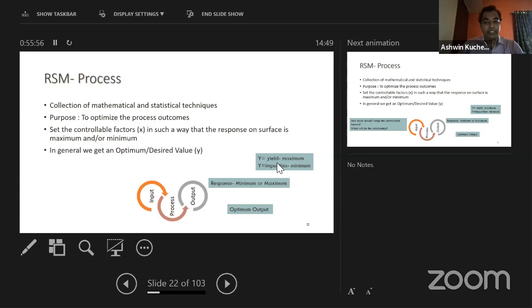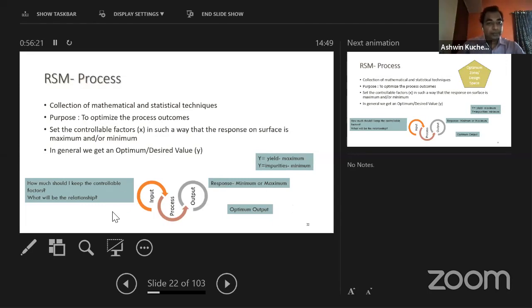If there are impurities, they should be minimum. But whatever the impurities, whatever the Ys are, whatever the output variables are, those should be in an optimum space. So first of all, I should say how I should select or keep these controllable factors to have this optimum output, or what will be the relationship of the input variables to get the optimum output.